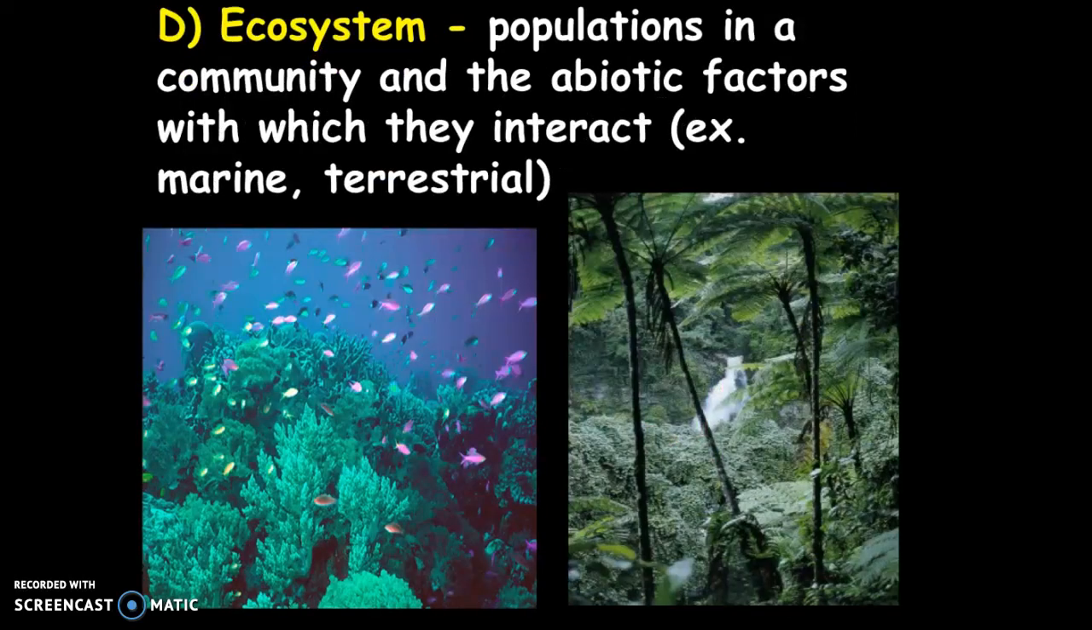The next largest classification would be an ecosystem. This is where the populations within that community and those biotic factors interact with those abiotic factors or those non-living factors to create different ecosystems, maybe a marine ecosystem or terrestrial.